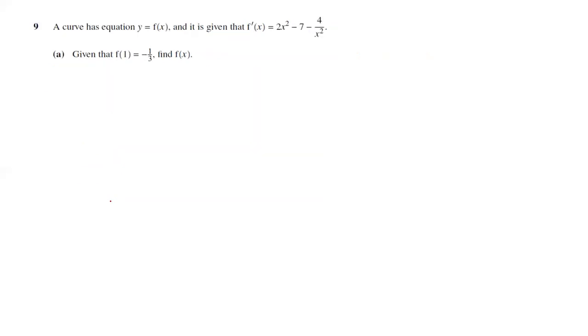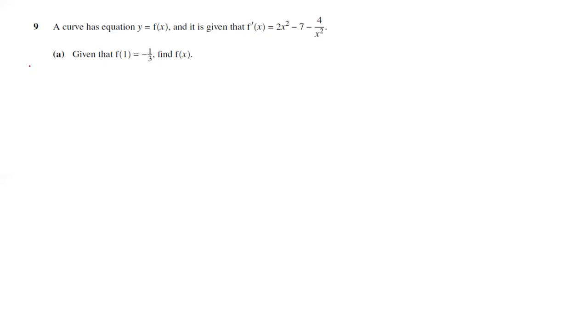Now let's move to number 9. A curve has equation y equals f(x), and it's given that the first derivative is 2x squared minus 7 minus 4 over x squared, given that f(1) equals -1/3.